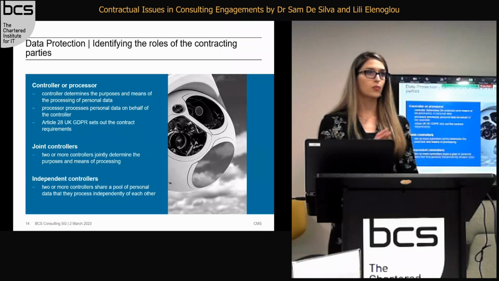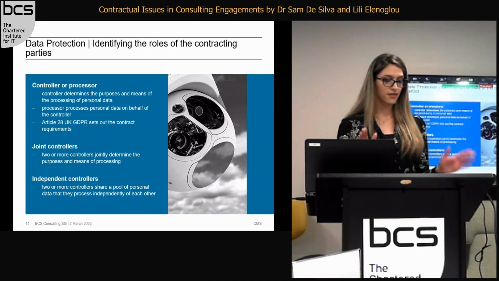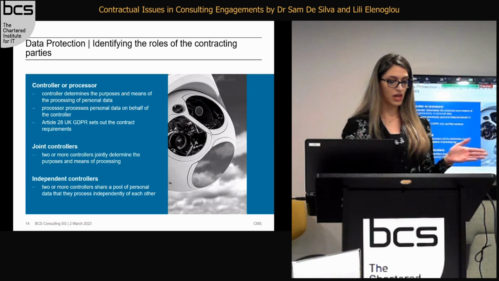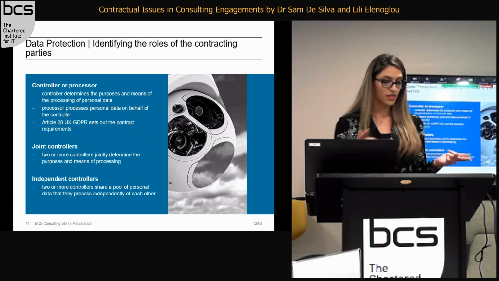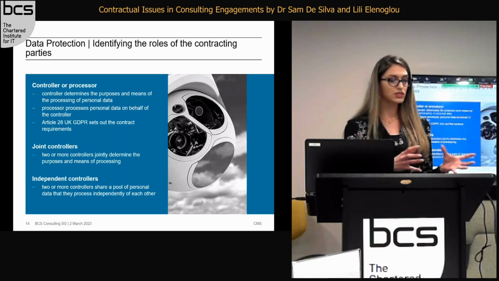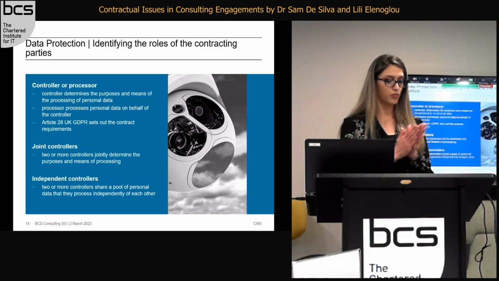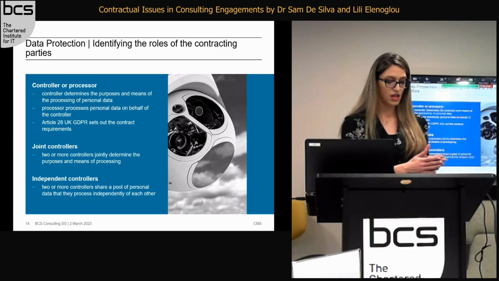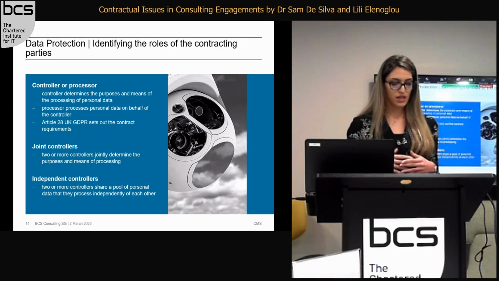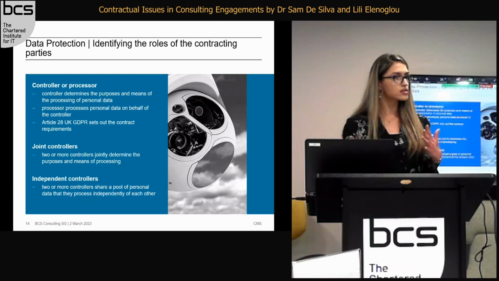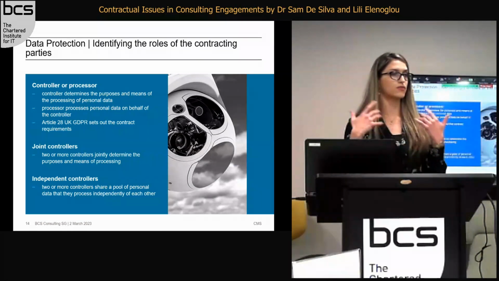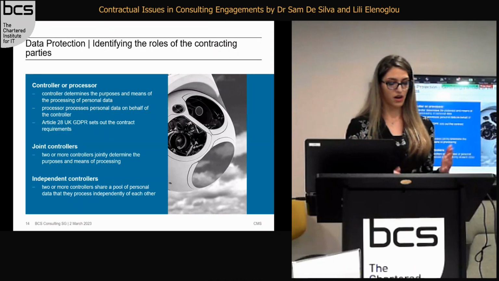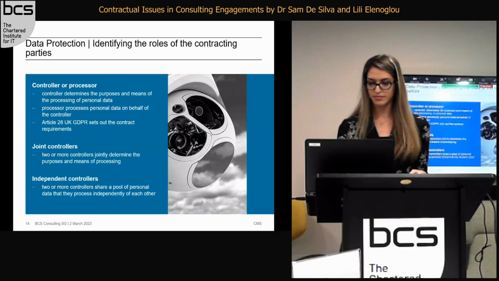So what happens when both parties are controllers? We have two separate scenarios here. One of them is joint controllers, and the other one is independent controllers. They are joint controllers when they are jointly determining the purposes and means of processing the same personal data. They share the purpose. Whereas if they have different purposes, so each party is processing the data for a different purpose and they have different means of processing the data, then they are independent controllers.